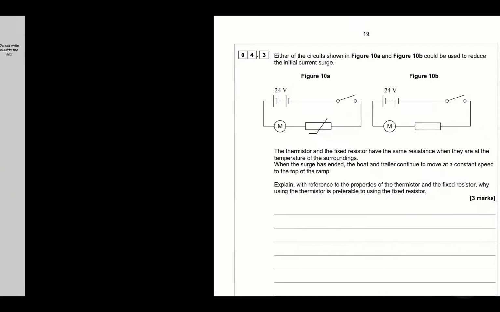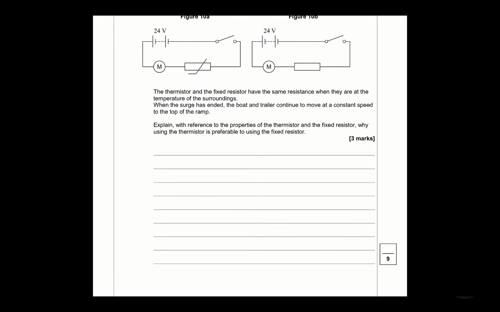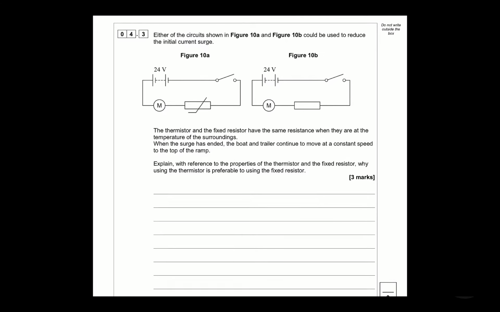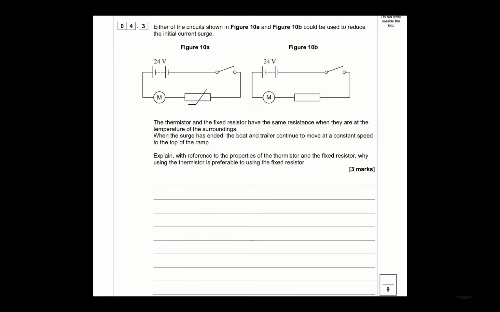Okay, and the last bit of our question. Either of the circuits shown could be used to reduce the initial surge current. A thermistor and the fixed resistor have the same resistance when they're at the temperature of the surroundings. When the surge has ended, the boat and trailer continue to move at a constant speed. Explain, with reference to properties of thermistor and fixed resistor, why using the thermistor is preferable to using the fixed resistor.